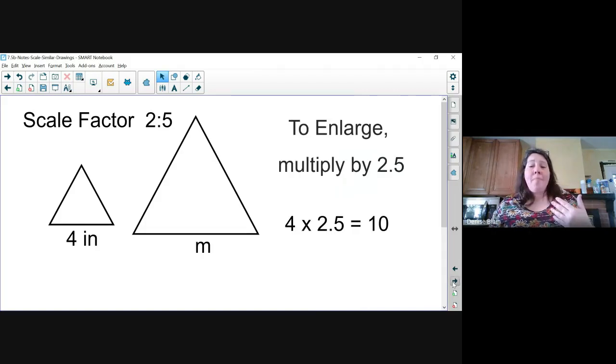So I use that to enlarge my small original triangle, and I multiply 4 inches by 2.5. Well, 4 times 2.5 is 10. So this proves that this triangle has a side measurement of 10 inches.